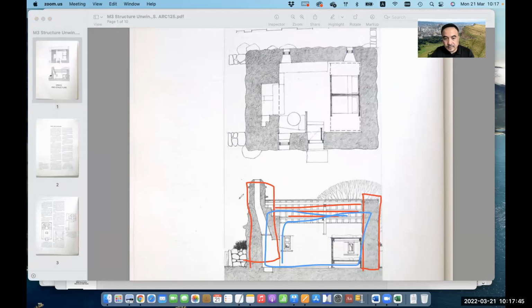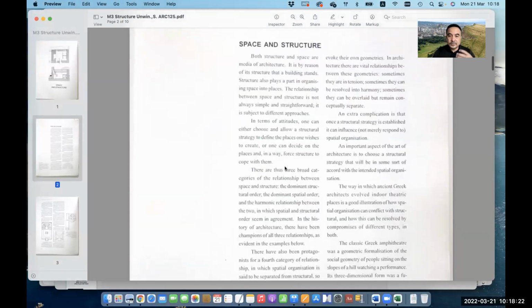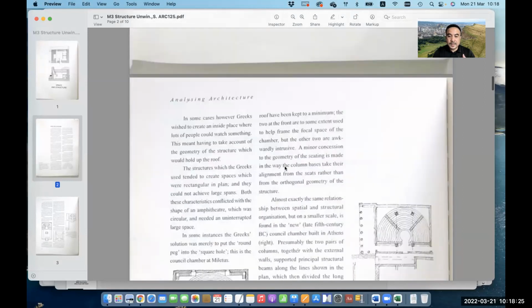So you need a section. This is called a section. This is a plan. I'm not sure if you know this already. Plan and section. You need two images, and maybe a photograph of the interior space, that would help you. The book explains about space and how important the space is.